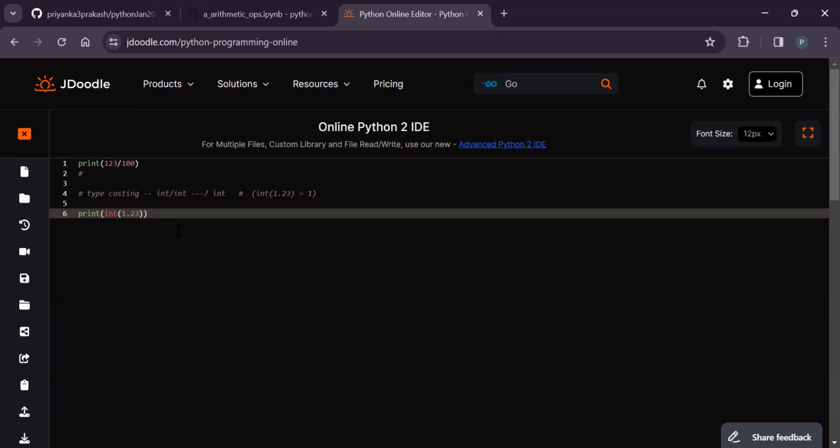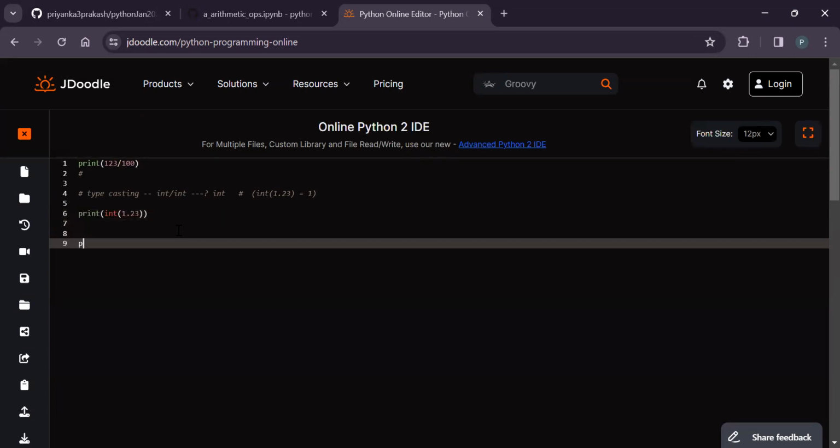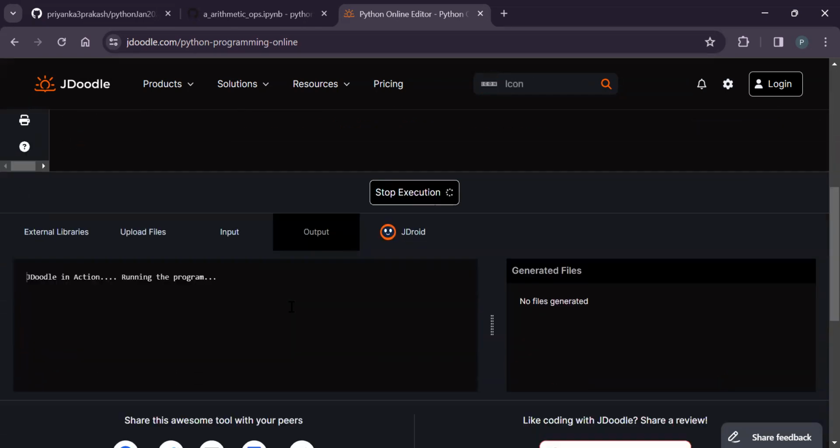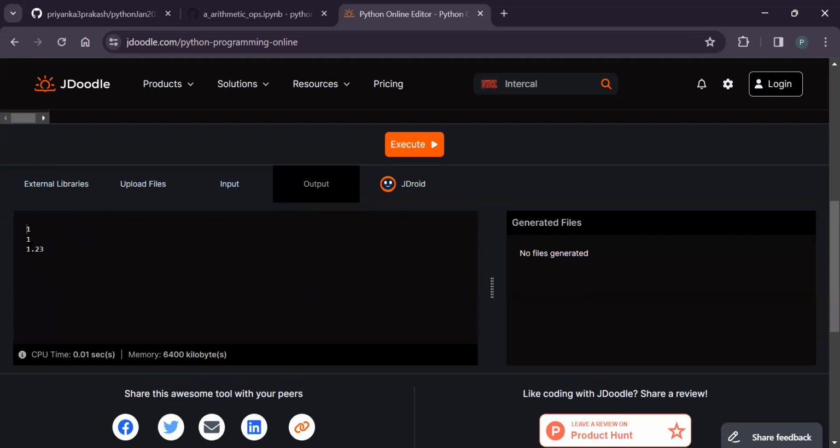Then what is the solution that they might have done in Python 2? The workaround is to convert one of them to a floating point value, then it will work perfectly. If one of them is a float, it will go to the highest type. See, now it is 1.23.